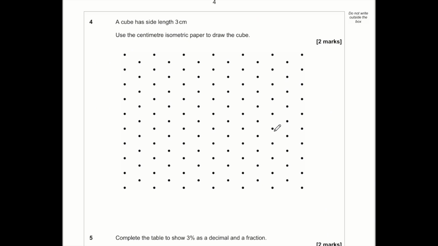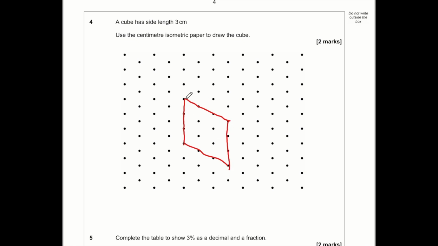Okay, question number 4. A cube has side length of 3 centimetres and we want to draw it on the isometric paper. So I think we need to assume that each dot to dot is 1 centimetre. So 1, 2, 3. So this is the front face. So this 3 needs to be parallel to that. So again, going downwards like so, and this line here will be parallel to that one.